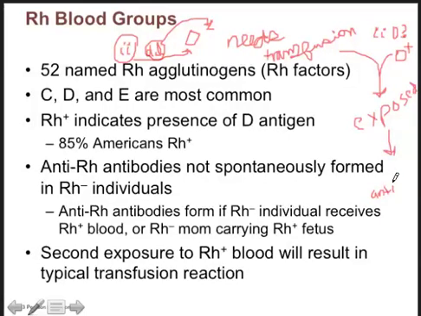And it'll take a while for those antibody titers to ramp up. So this individual may go their whole life without any problem until, let's say, they went back to the hospital and they needed another unit of blood and they got another O-positive transfusion. Now, at that point, what would happen is that that individual would have a negative reaction. It would agglutinate this second transfusion.